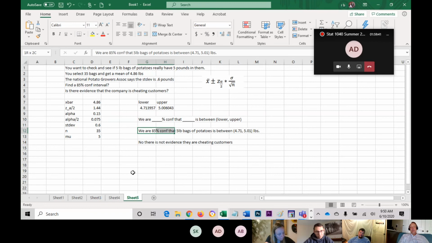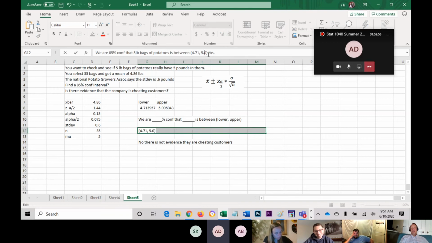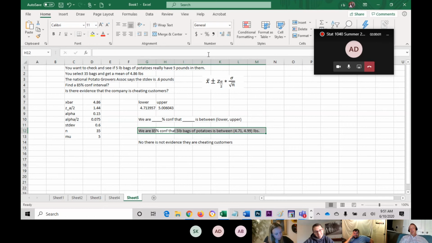Because 5 pounds is in my confidence interval. Barely, it's barely in, but because it's in, you can't say they're cheating. So it doesn't matter if most of their stuff is below 5, as long as there's at least one. Yeah. If it had been 4.99, would there be evidence now? Yes. But because it's 5.01, there's not evidence.